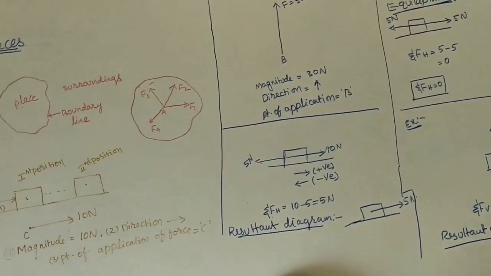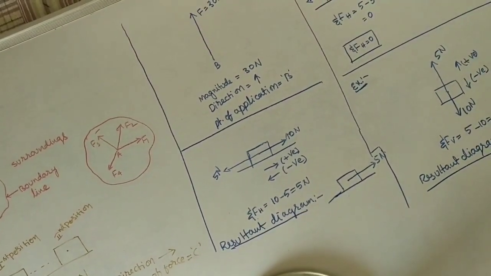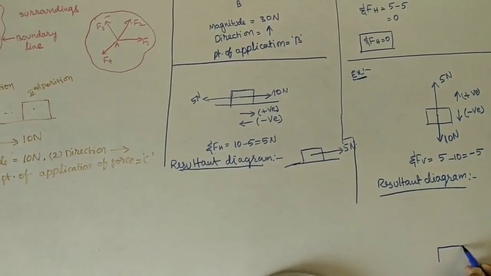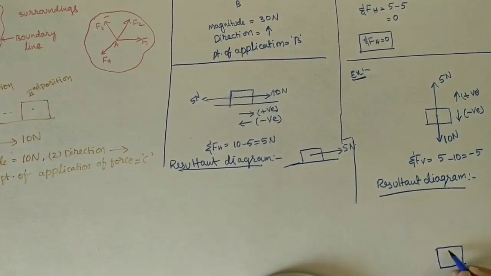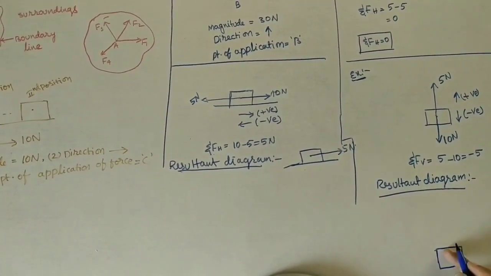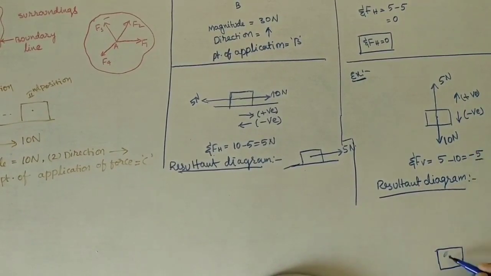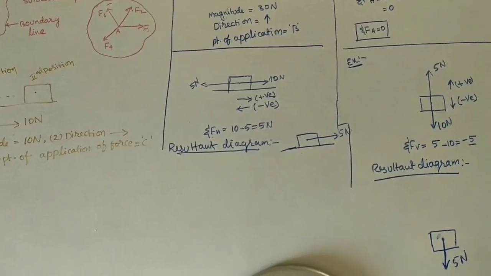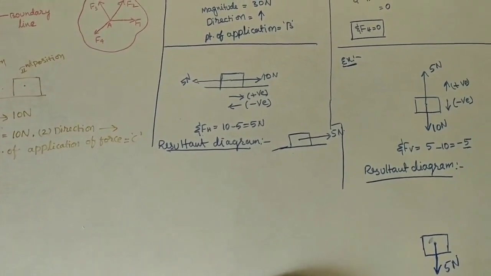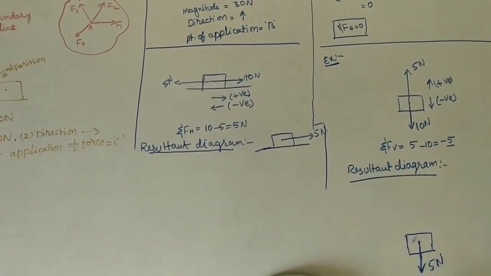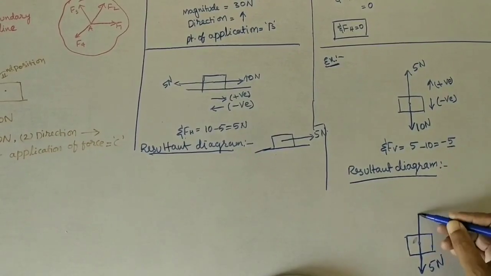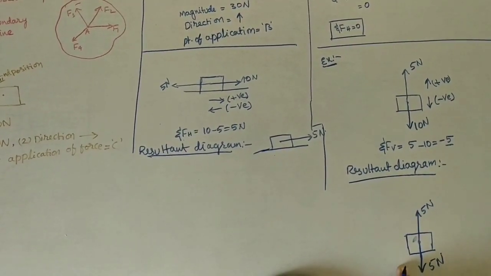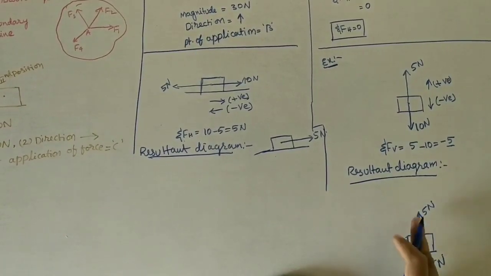If you are taking the resultant, I am taking the resultant diagram at this point, so minus 5 newtons, minus 5 newtons in the downward direction. So this is the resultant diagram, meaning the object will move in the downward direction. So for this to be in equilibrium condition, we need to apply 5 newtons in the upward direction. Okay, so this is the equilibrium diagram, meaning it should not move either upward or downward.